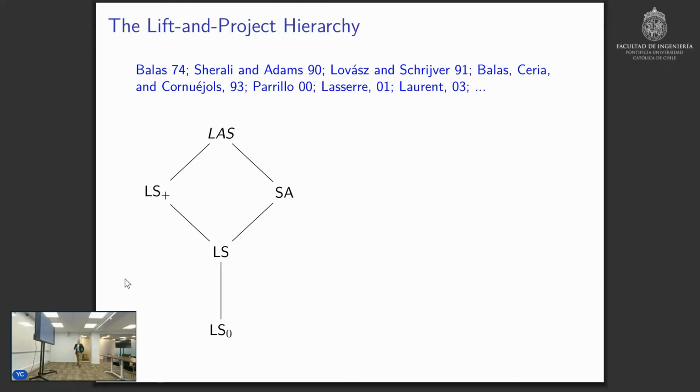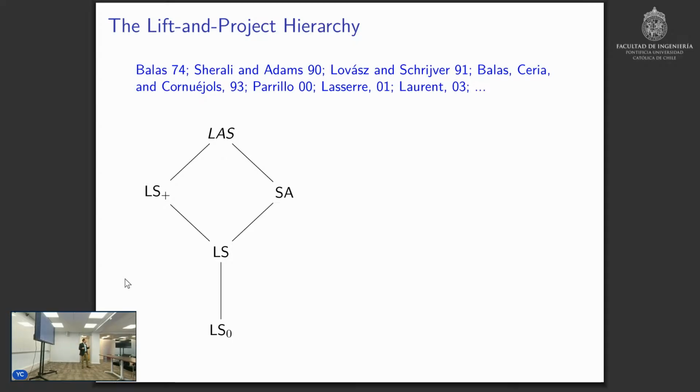And these methods can be traced back to the 70s, like 1974. Maybe you've heard the name of this applied mathematician, Egon Balas. He died a few years ago, and he started this with something that's called the lift-and-project operator. Then there's a sequence of papers that took these ideas and refined them a bit, and they have a different flavor.